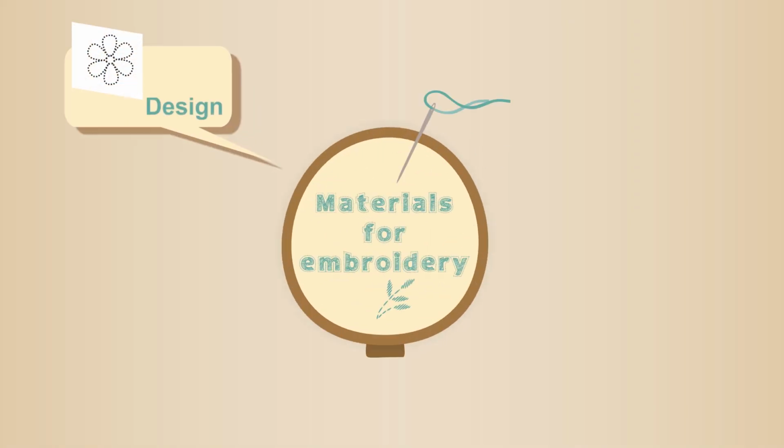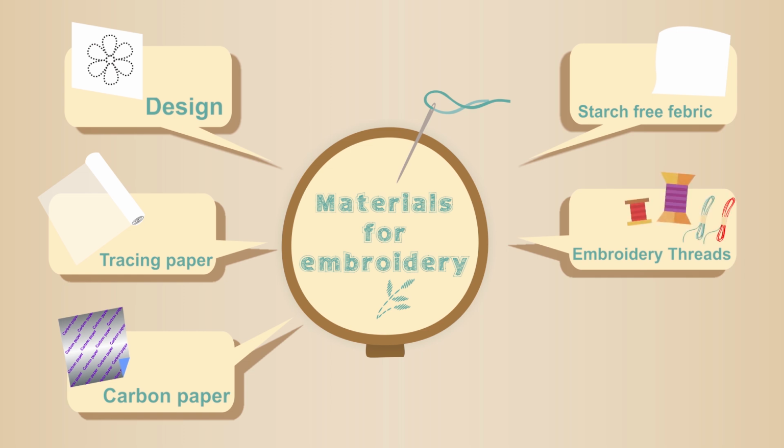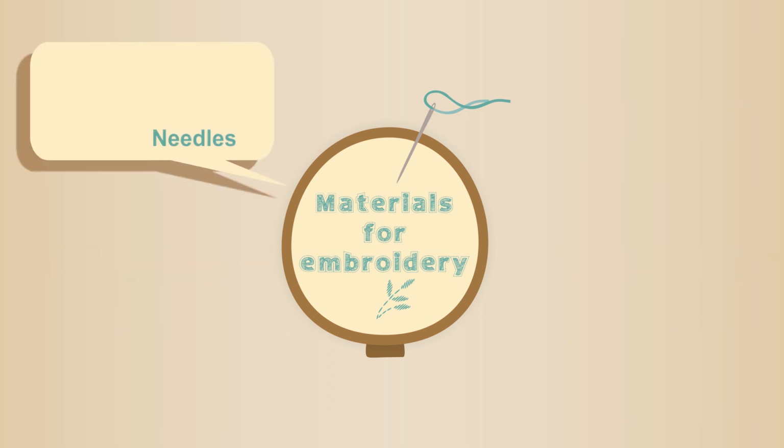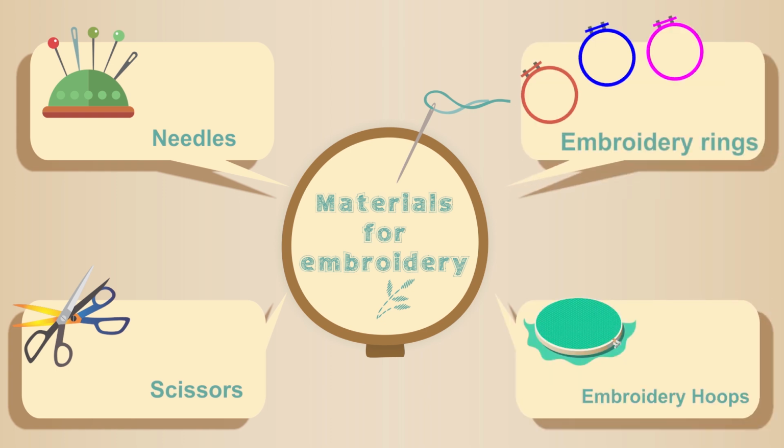The list of materials required for embroidery are a design, a tracing paper, a carbon paper, a clean starch-free fabric, embroidery threads and simple threads, needles, scissors, embroidery rings, hoops. There are various types of fabrics used, but mainly for you to practice, you can use a plain white cotton fabric or a casement fabric. Here I am taking a casement fabric which is starch-free and much easier for you to practice.